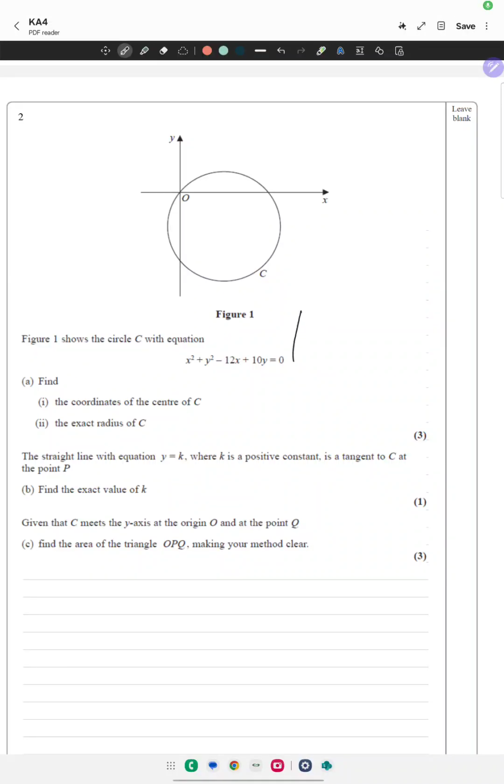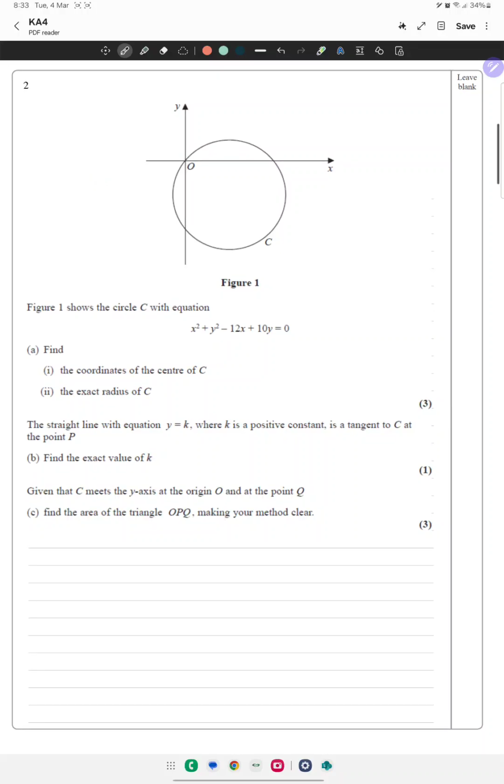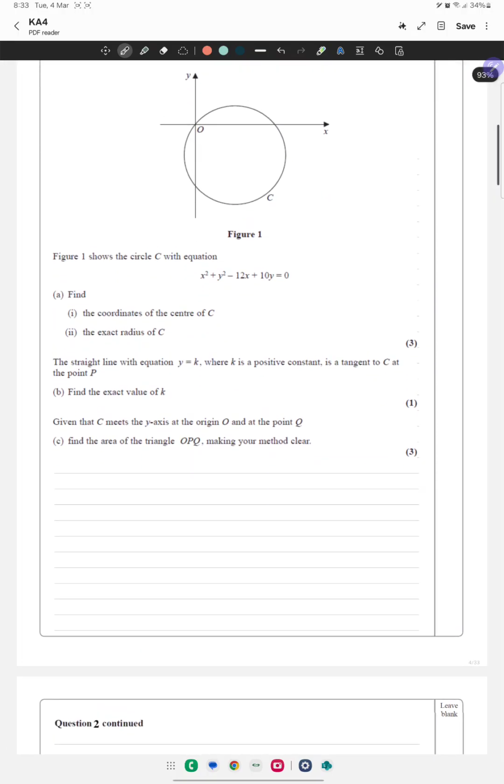So this is question 2 from KA4. We've got this circle, it's got equation x squared plus y squared minus 12x plus 10y is 0. We need to start by finding the centre and the radius. Now this is basically the first 3 marks of at least half the circles questions that you'll see, even in second year papers too. So the procedure is basically the same. We'll complete the square on both x and y and then read off the answers.